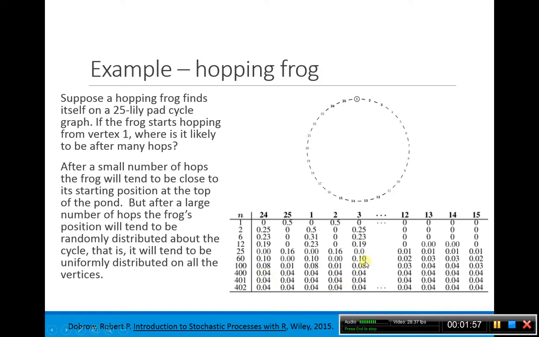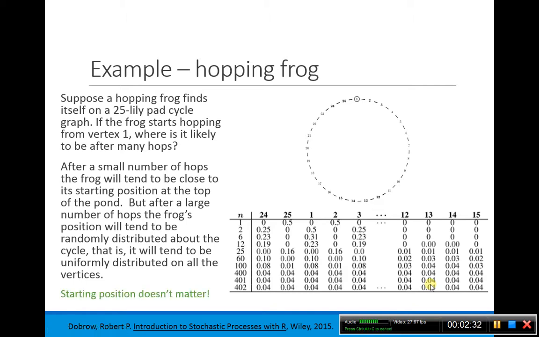So for all of the different states, I'm about equally likely to be on this lily pad as I am on a lily pad over here or down here. I'm about equally likely to be at the top versus the bottom, which is about as far away from my starting spot as I could get, down here at 14 and 13 and 14. So it tends to be uniformly distributed on all the vertices. So we have this stationary distribution.